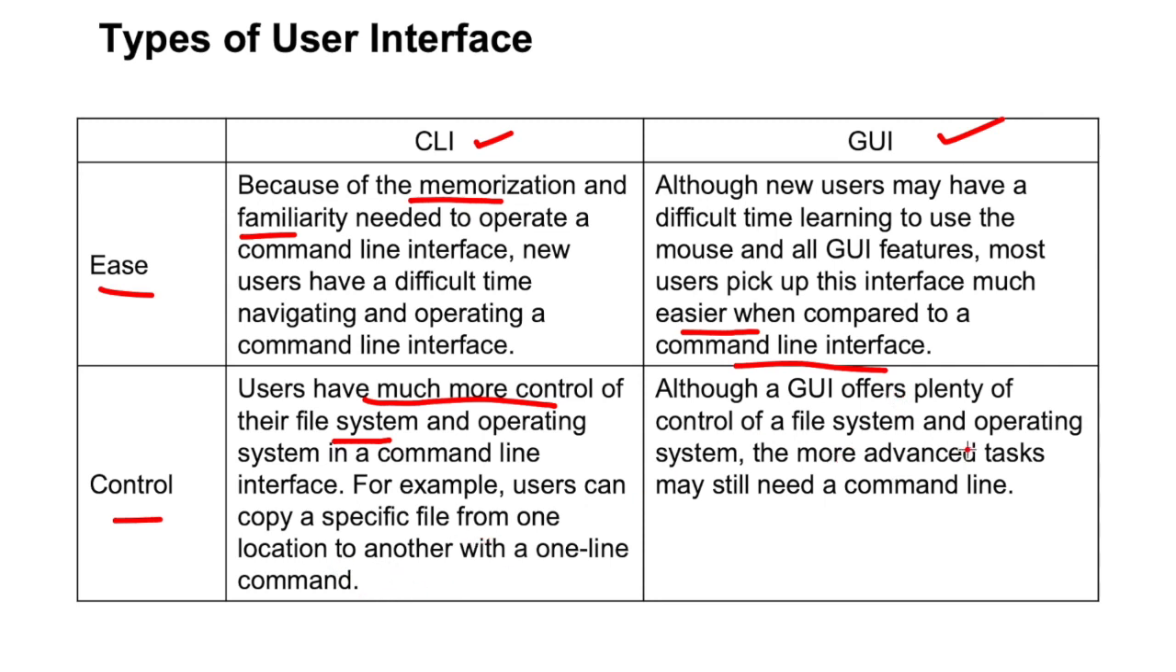Whereas graphical user interface, more advanced tasks need the command line. For example, if you have a Windows computer and you need to do more advanced control tasks, for example on servers, where you need a specific command or specific control, we may need to go to the command line interface. Linux or Unix based systems are normally used for that purpose, because the graphical user interface doesn't allow that kind of control.